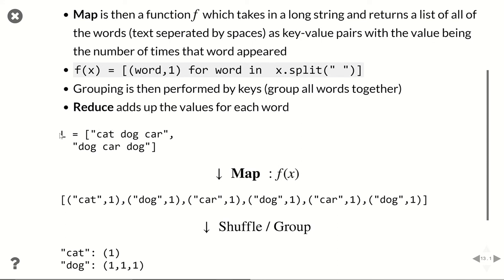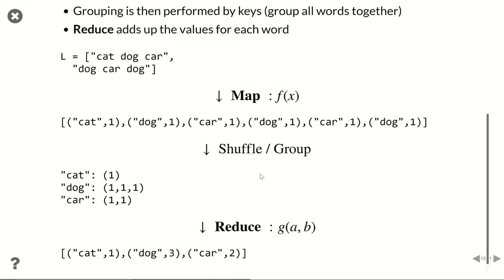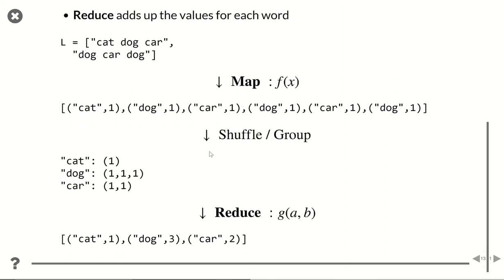And so we basically have this list, which might be cat, dog, car, dog. We run this map operation and it spits out cat, dog, car, dog, whatever. We then have the shuffle and group, which has been implemented very efficiently to group by the first term in that. We then have this reduce, which takes it and adds it together, and so we're able to count all the words very easily. This is obviously not a great example because you don't need a big data approach for counting 6 words.